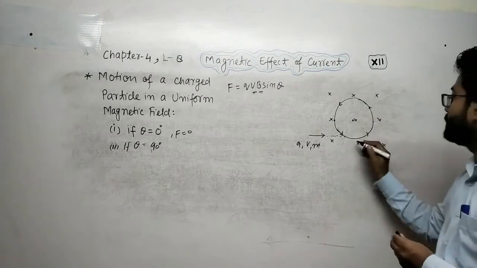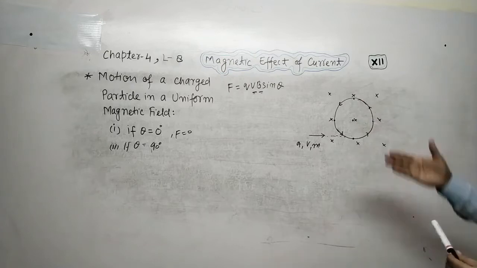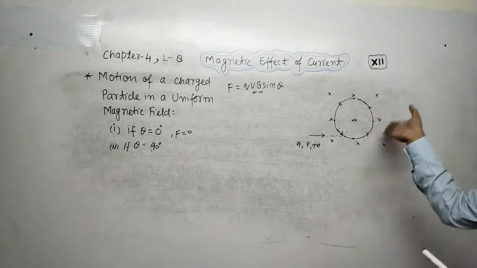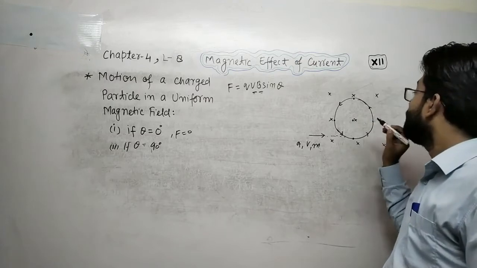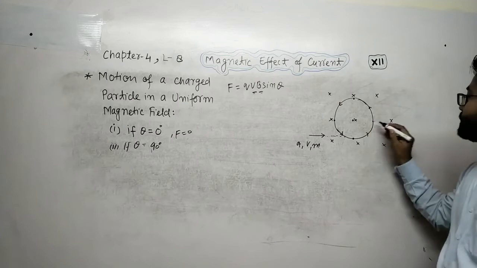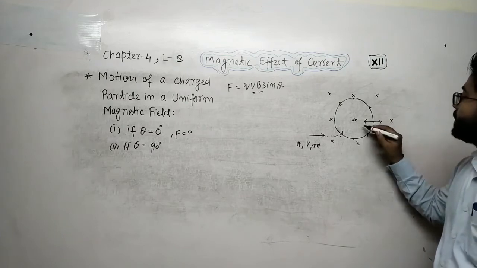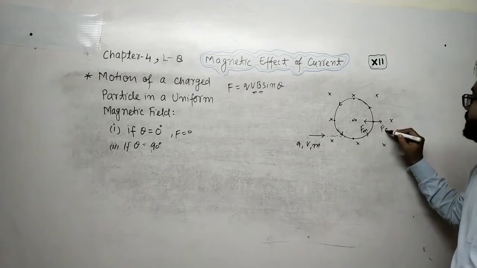At that point, the force will always be toward the center. That means there will be a centripetal force at any point. Let us suppose at that point there will be a centripetal force and there will be a magnetic force. This is the magnetic force and there is a centripetal force.